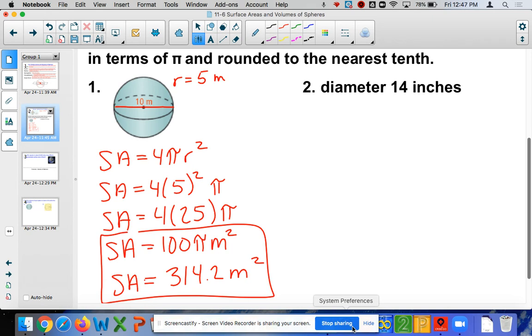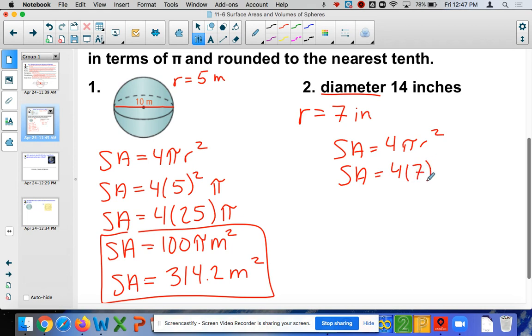All right, hopefully you've had some time to do number 2. I'm just going to breeze through this one, and I'll briefly explain some things as I go. My radius is 7 because they give us the diameter again. Surface area is 4 pi r squared. 4 times 7 squared times pi, which is 4 times 49, which gives us 196 pi inches squared.